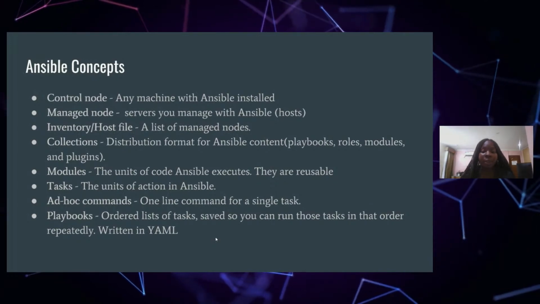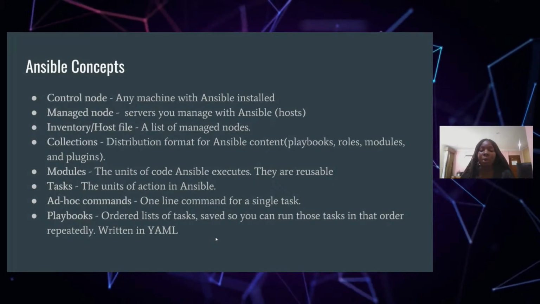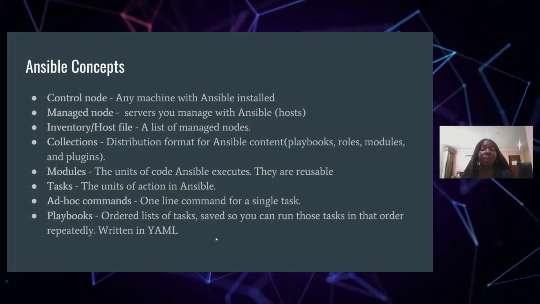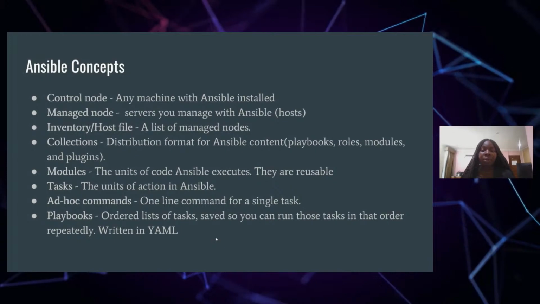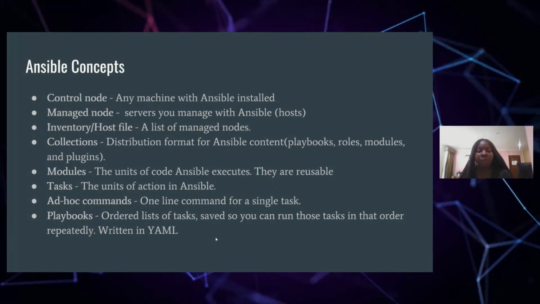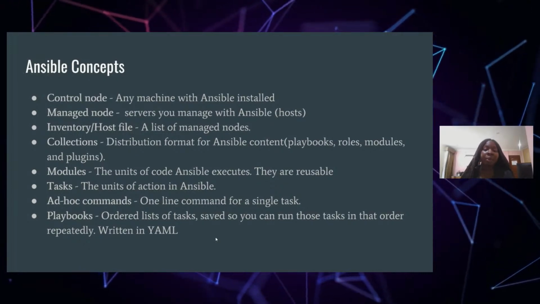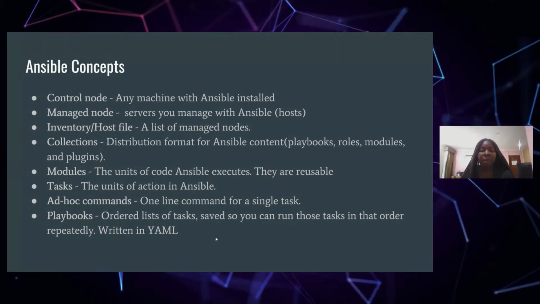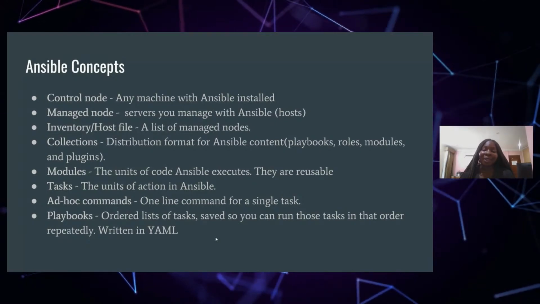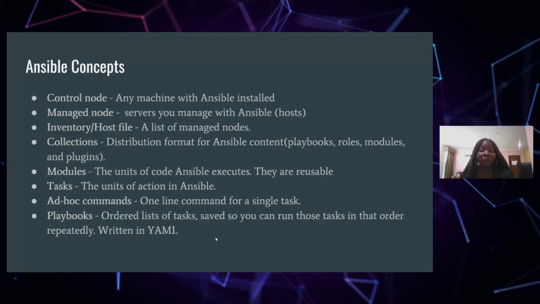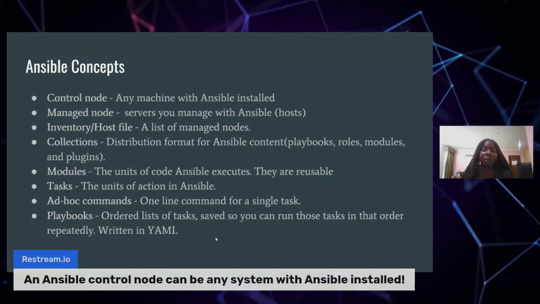The first thing we'll talk about is the control node. The control node is any machine with Ansible installed. Once you install Ansible on your system, it acts as a control node. Ansible can be run on Docker, on your Linux or Mac OS system. Once you install Ansible, that system acts as your control node.